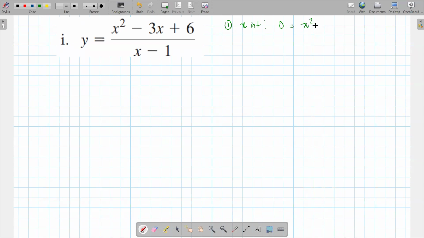Let's do x squared minus 3x plus 6. The denominator disappears. Remember that, because you only multiply both sides by x minus 1. Can we factor that? We're looking for two numbers that multiply to 6 but add to -3. Is that possible?